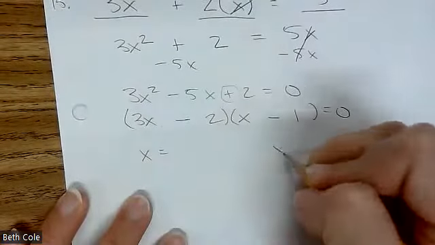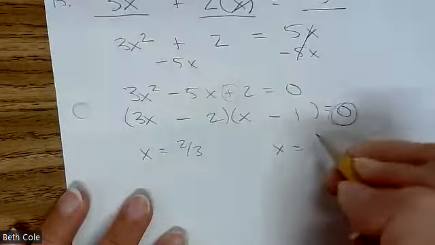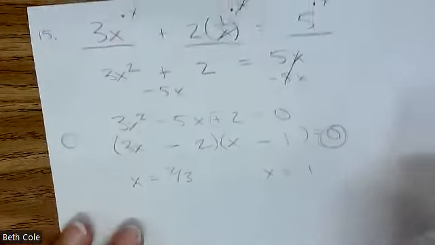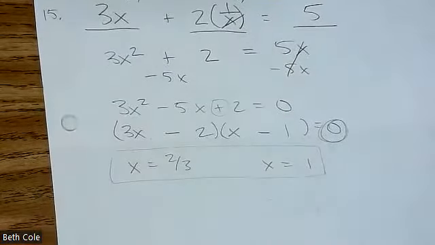And then what are our answers? You have to set those equal to 0. 2/3, good, and 1. Oh, do we have to get rid of either of them? No, our troublemaker was 0, and we didn't get 0, so we're good.